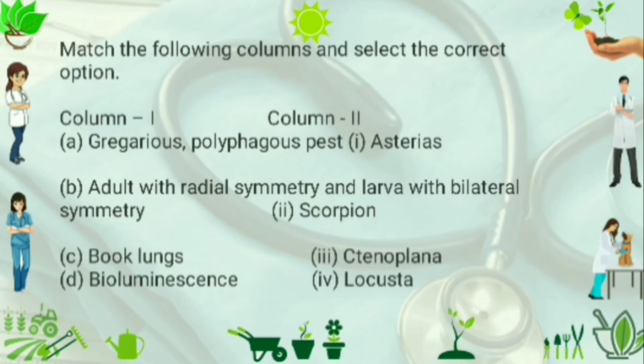Next question is also a match the following type. Gregarious polyphagous pest, adult with radial symmetry and larvae with bilateral symmetry, book lungs, bioluminescence. Column 2: Asterias, I don't know, starfish, Scorpio. Ctenoplana is a group in the phylum Ctenophora. Locust is a pest. Okay, let's go to the answer.